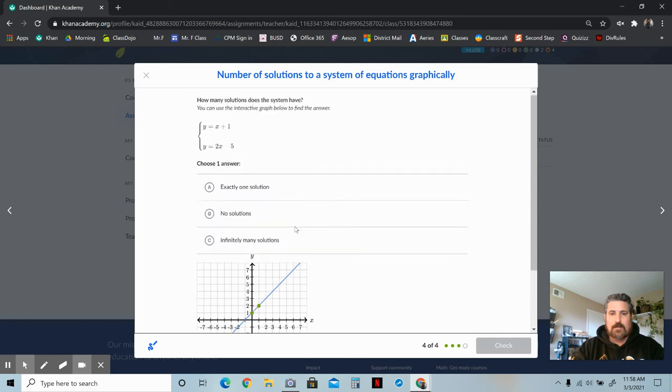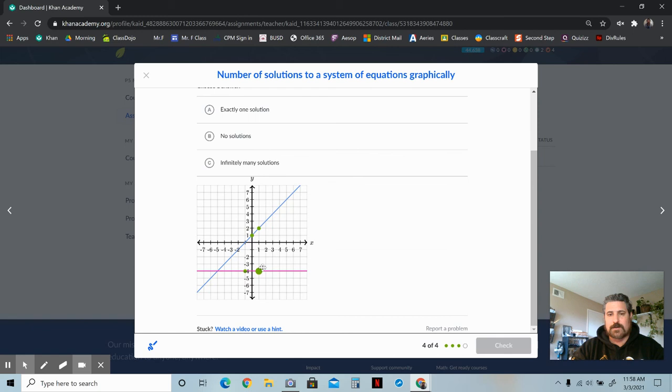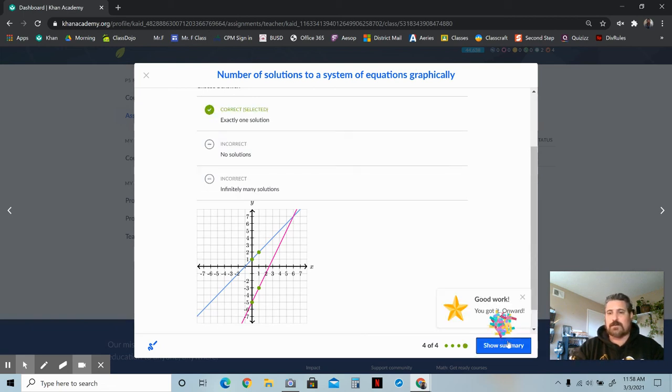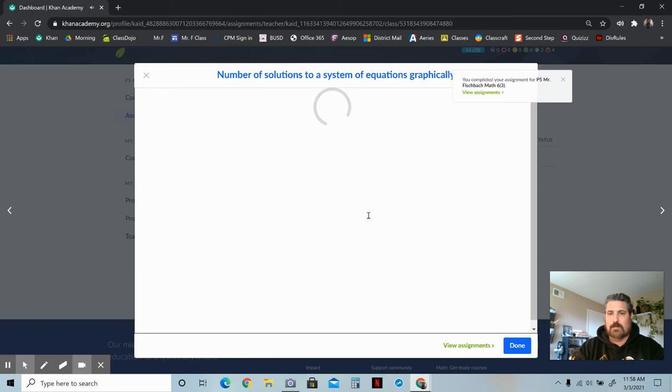And then we have the other one, y equals 2x minus 5. The y-intercept is negative 5, so go to negative 5 on the y-axis. And then the slope is 2, so it's up 2 over 1. So up 2 to the right 1, and there's your line. You can see they do cross right there. So there's one spot where they intersect, so that means exactly one solution. And that's how you do these problems.